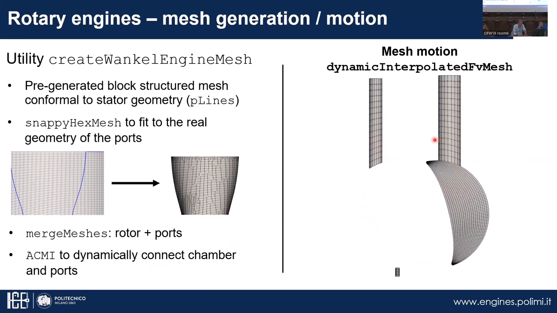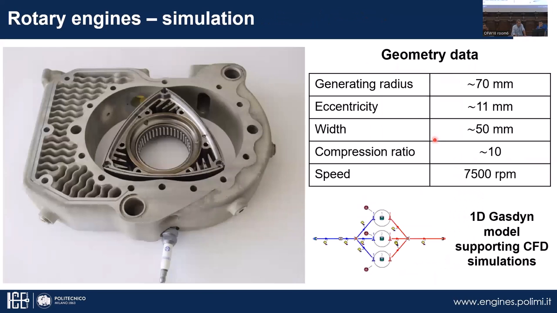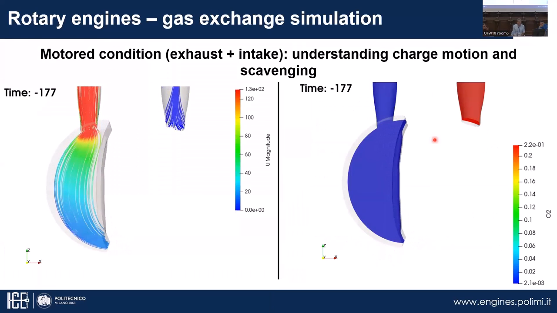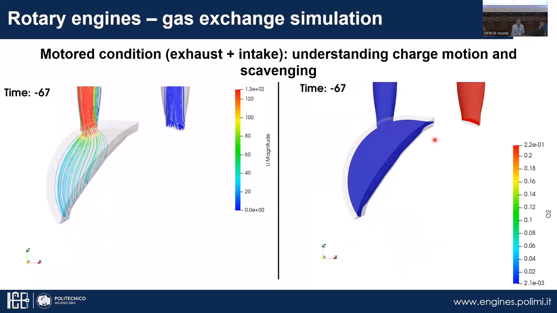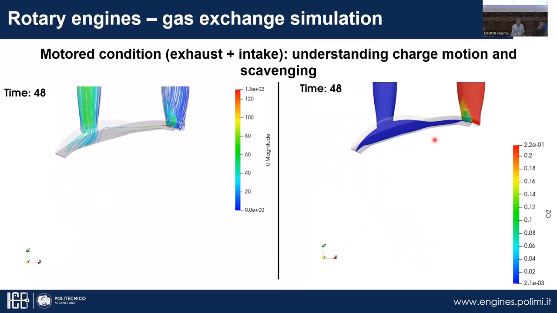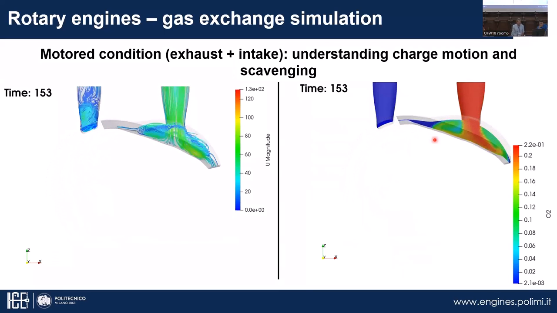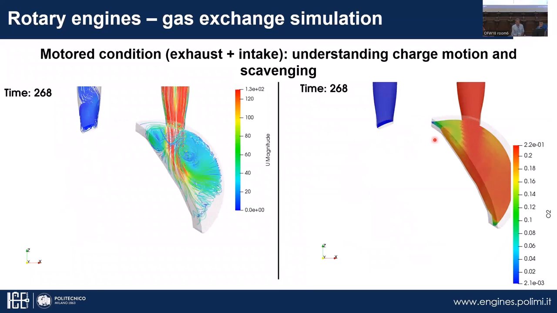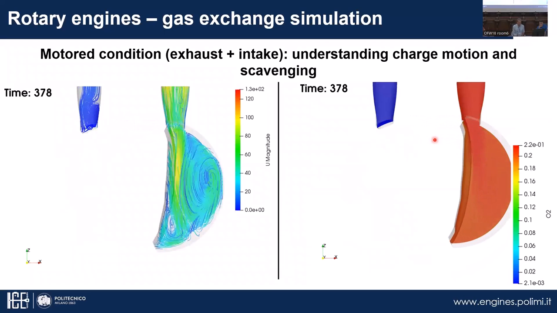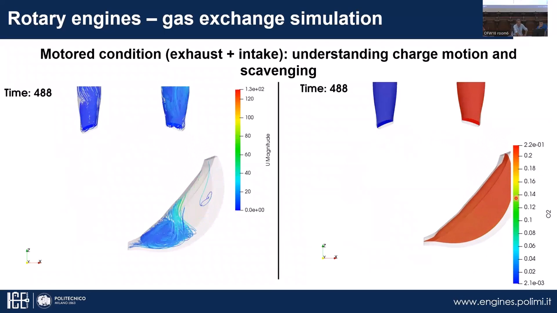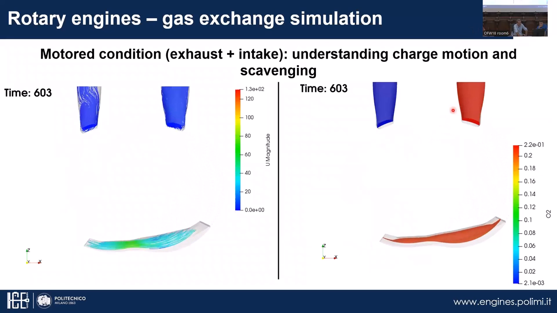We can see here a movie reporting the grid motion for a rotary engine. This is the engine that has been simulated. Again, a 1D model was also generated for supporting the CFD simulations. And here we can see the gas exchange process. In particular, on the left, we can see the flow streamlines, while on the right, the concentration of oxygen, which gives us an idea about how good the induction process is.